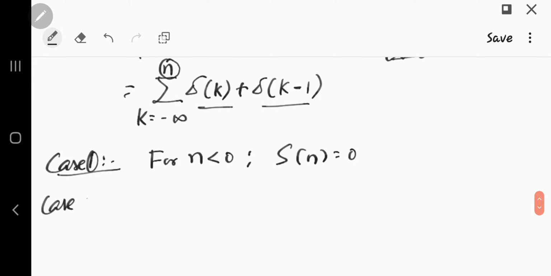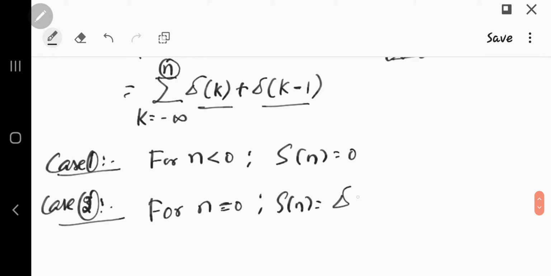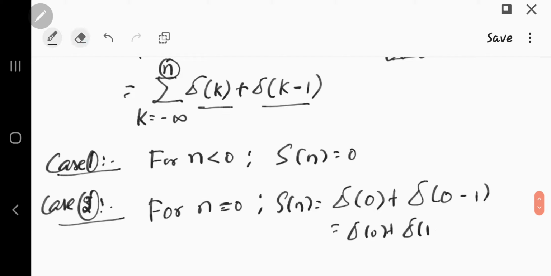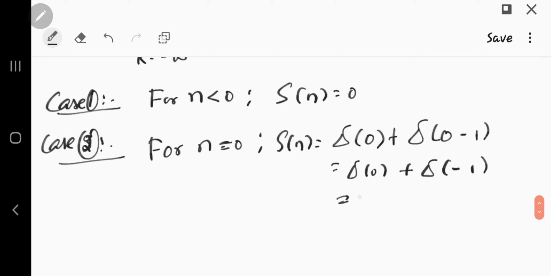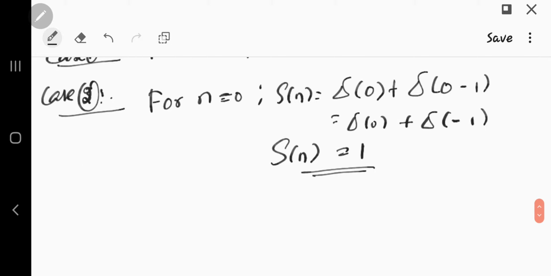So based on this, we can write the next part for n is equal to 0. So what happens to this? S of n is equal to delta 0 plus delta 0 minus 1, or you will get delta 0 plus delta minus 1. Simplifying this, delta minus 1, we don't have anything, and at delta 0 we have 1 here. So therefore S of n is equal to 1 for n is equal to 0.